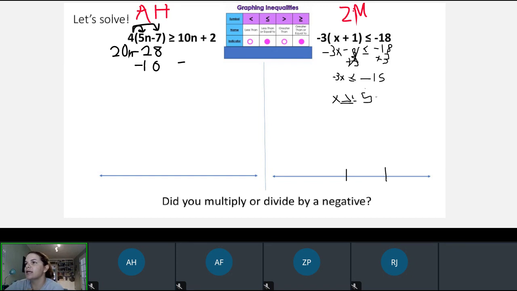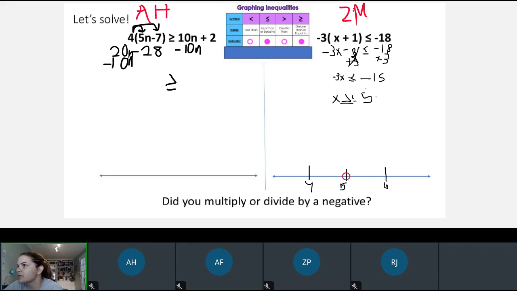You're subtracting 10, but we want to subtract 10n. You were right to subtract 10, but it has to be 10n. So when you subtract 10n from both sides, you have to subtract it from the 20n, right? We can't take 10n from 28 because 28 doesn't have any n's. So now go ahead and keep writing out your problem.